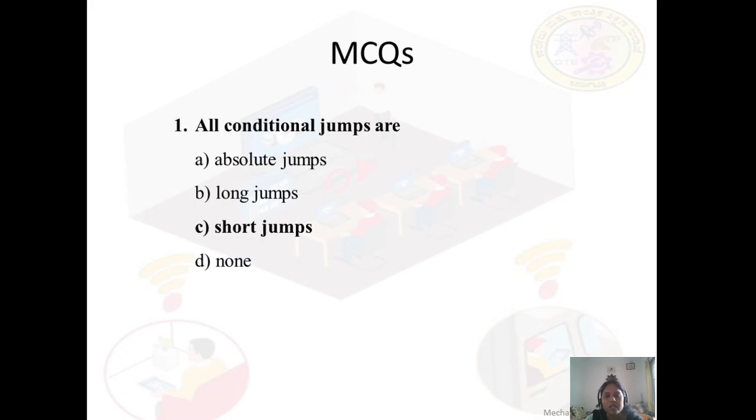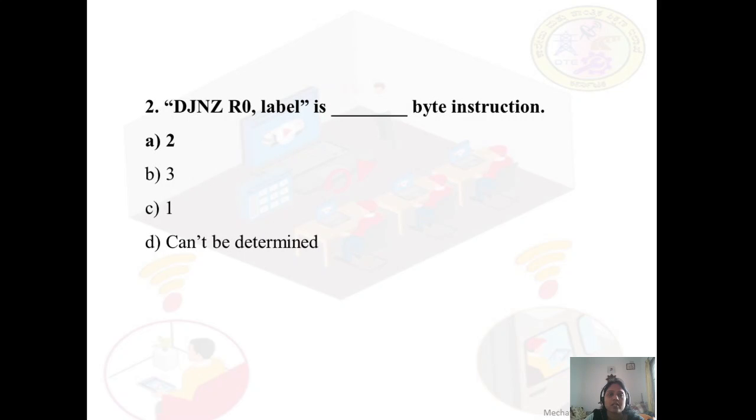First one. All conditional jumps are absolute jumps, long jumps, short jumps, none. Number of times I have mentioned all conditional jumps are short jumps. It will be in the range from minus 128 to plus 127. Next, DJNZ R0, label is dash byte instruction. DJNZ means decrement and then jump if it is not equal to 0. It is a 2-byte instruction.